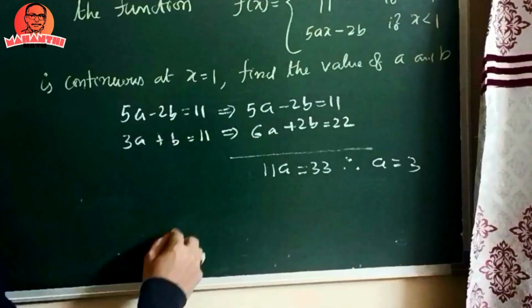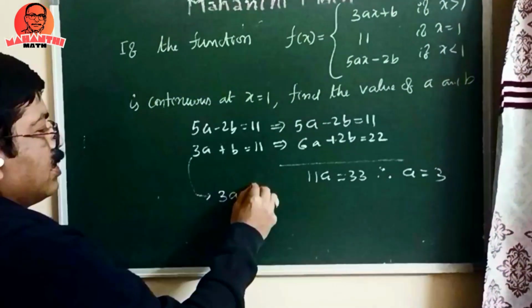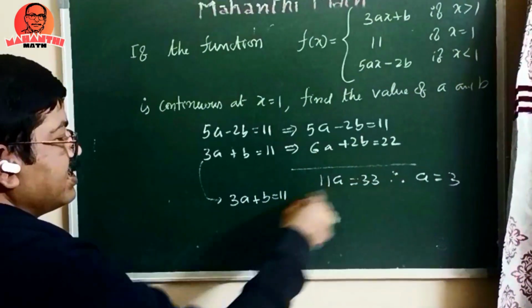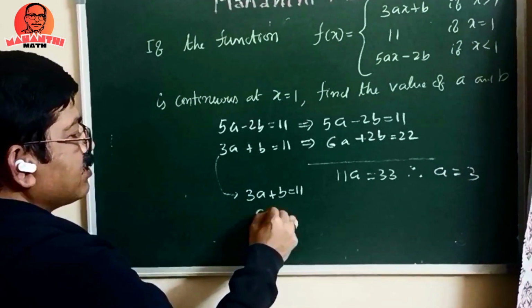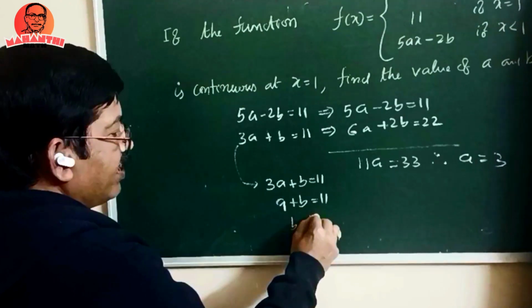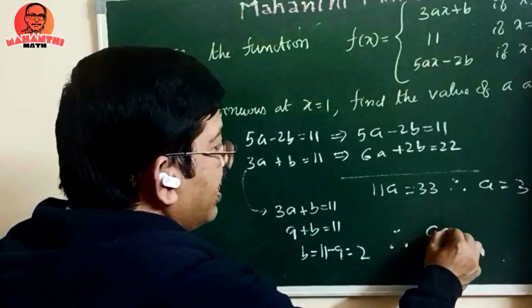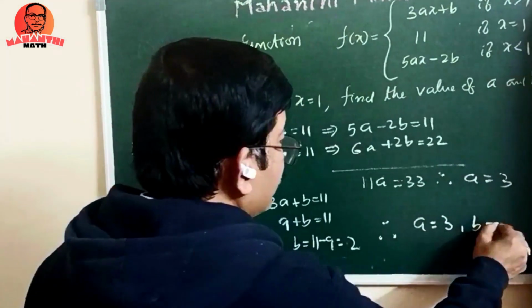Put a equal to 3 in any one of these equations. I will select this equation: 3a plus b equal to 11. But a is 3, 9 plus b equal to 11. This is 9. So, b equal to 11 minus 9, that is 2. Therefore, a equal to 3 and b equal to 2.